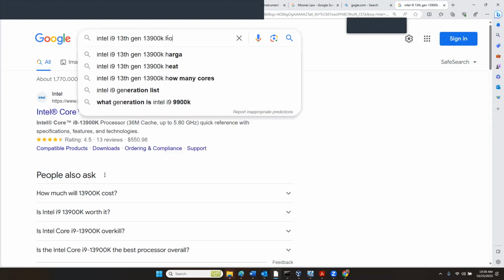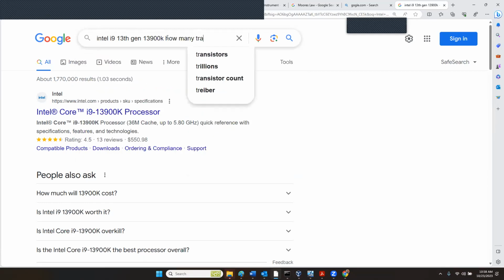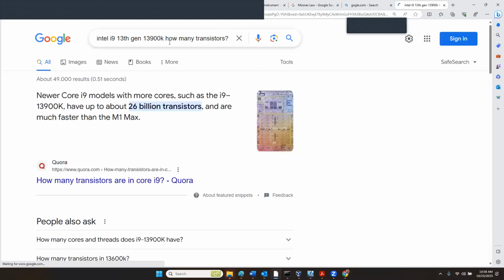How many transistors? Whew, that's a lot. We could say that's ultra large scale integration, right?